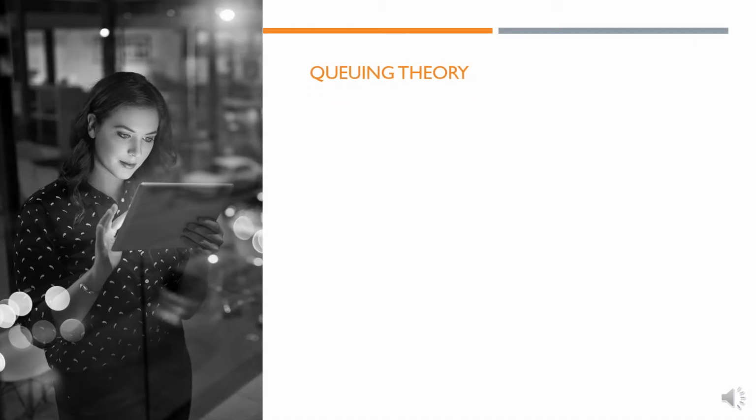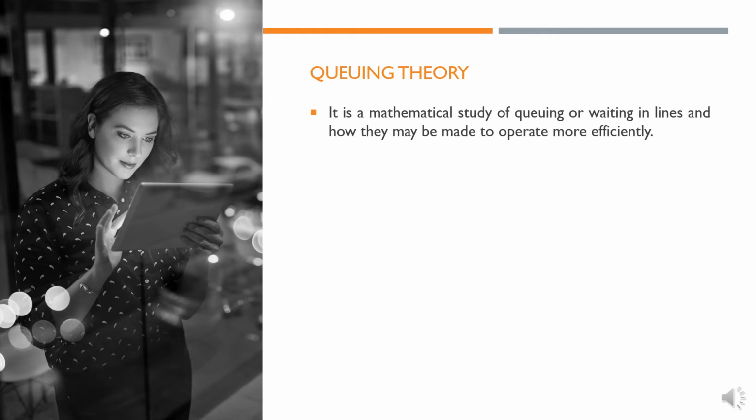So next is queuing theory. Queuing theory is a mathematical study of queuing or waiting in lines and how they may be made to operate more efficiently. Queuing theory is also applied to moving objects or information through a line. For example, an auto manufacturer may look to queuing theory for guidance on the most efficient way to set up its assembly lines. A transport company such as FedEx or LBC can use queuing theory to determine the most operationally efficient manner of transferring packages from one transport vehicle to another.